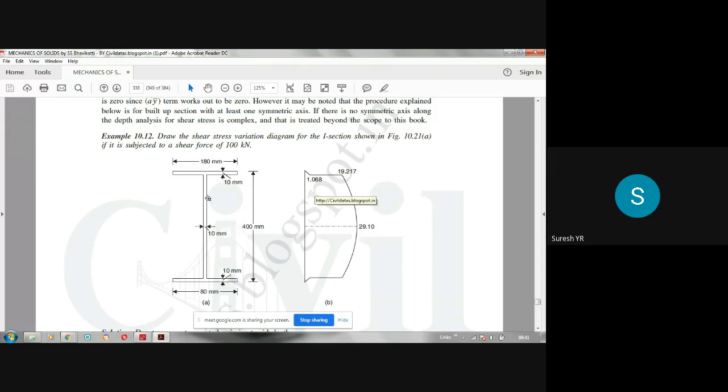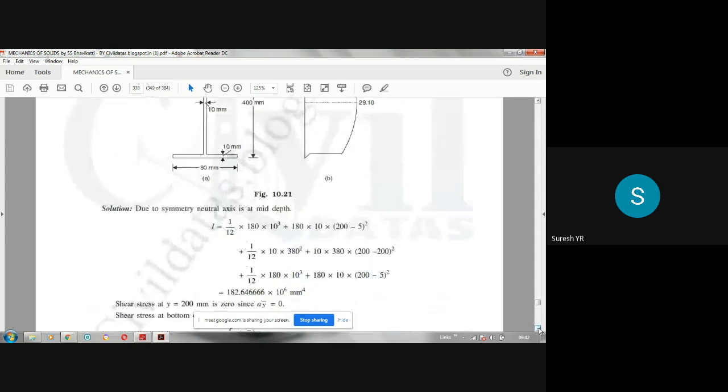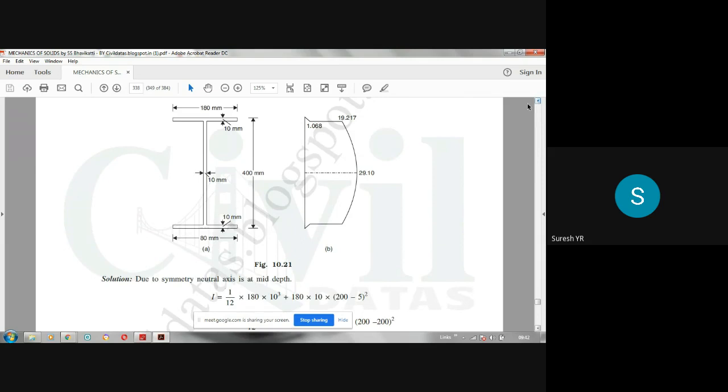The formula remains the same. He has given that this section is subjected to a shear force of 100 kilonewton. So F value is 100 kilonewton. The formula is Q is equal to F into A Y bar divided by B into I. That means I we have to find out first, the moment of inertia of this I section about the neutral axis. In this case, since it is symmetrical, the neutral axis lies here. So we have to find the value of I, the moment of inertia of this I section about this neutral axis.